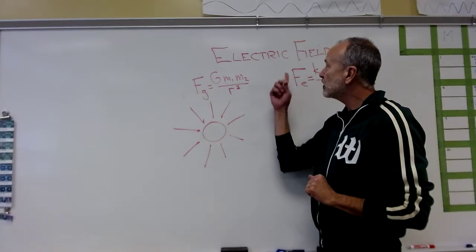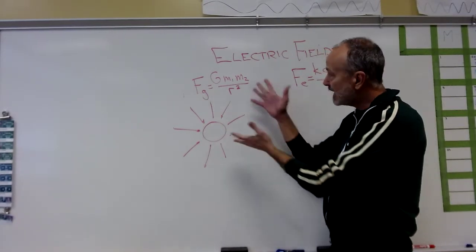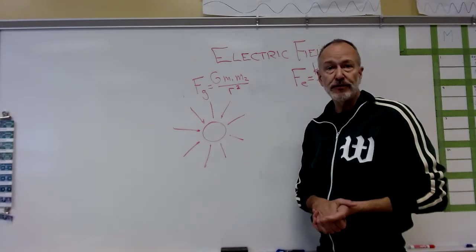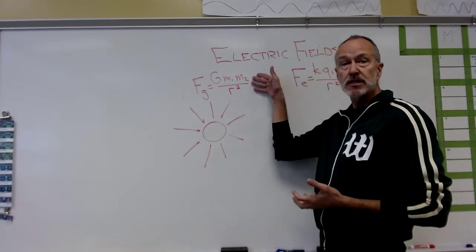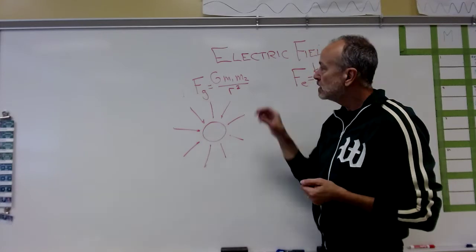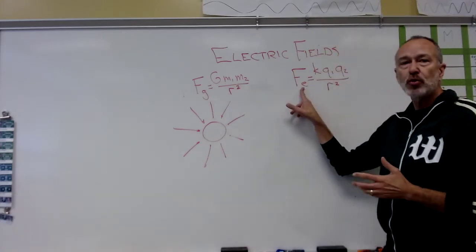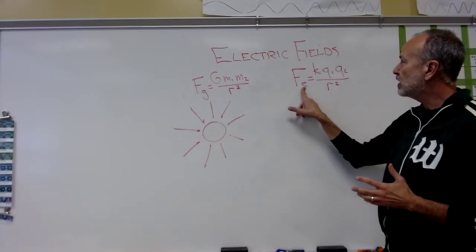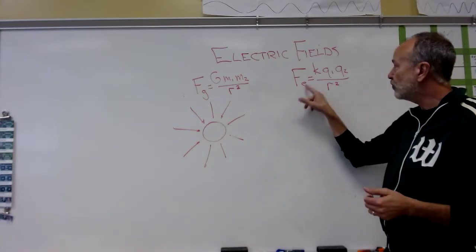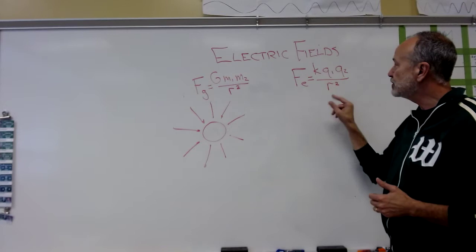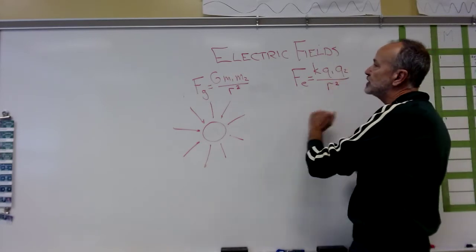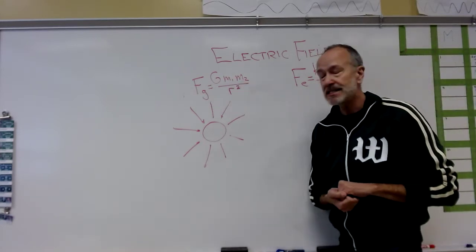I'm going to talk about electric fields, and I'm going to use the analogy of gravitational fields. So when we had this force of gravity, and we had G m1 m2 over r squared, now we have Coulomb's law, the electrostatic force is equal to k q1 q2 over r squared. So it's relating charges as opposed to masses.